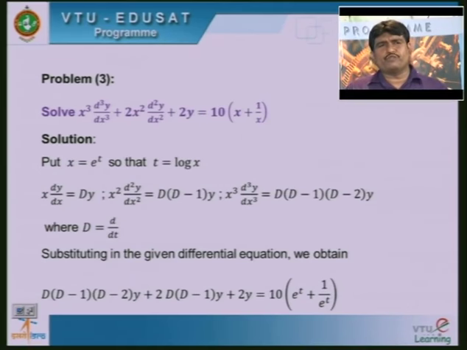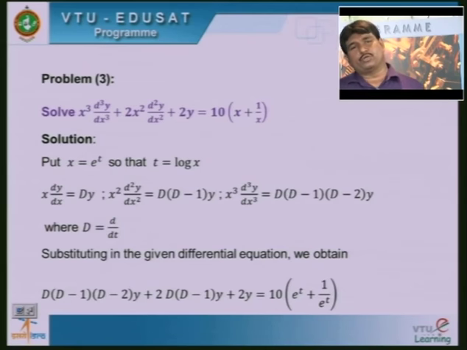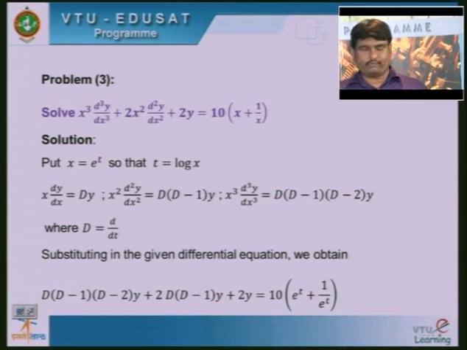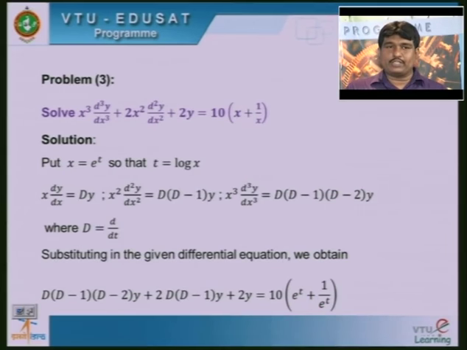You can say coefficient of d cube y by dx cube is x cube, coefficient of d square y by dx square is x square with some constant 2, coefficient of y is 2. So, it is Cauchy's differential equation. Put x equals e to the power of t, then t becomes log x as usual.